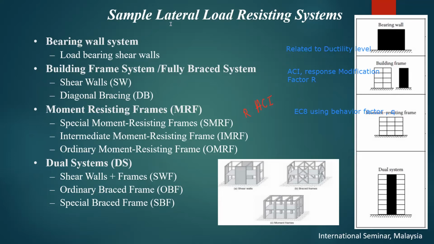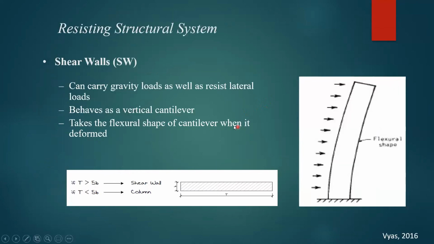So just for information. And the dual system, we have shear wall and we have frame. The shear wall can carry gravity load as well as resist lateral load. It behaves as a vertical cantilever. Imagine this is the cantilever deformed. Take the fracture shape of the cantilever and it deforms.